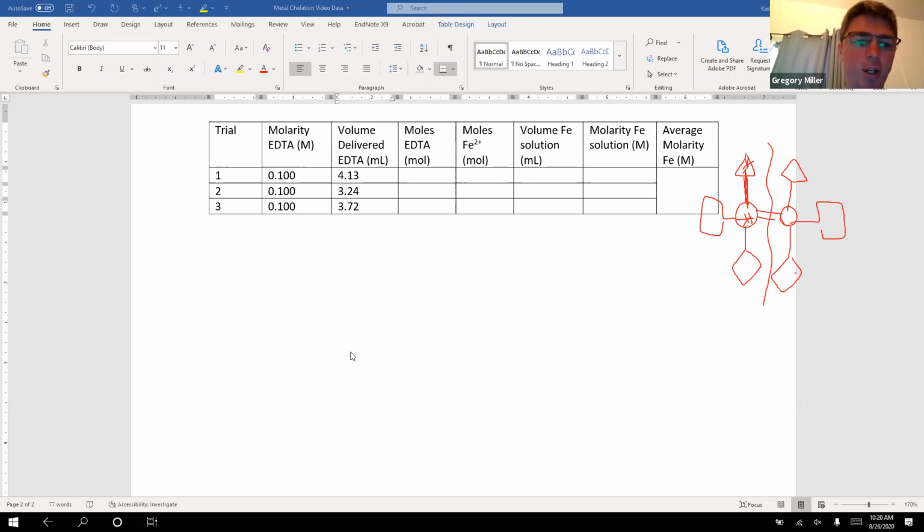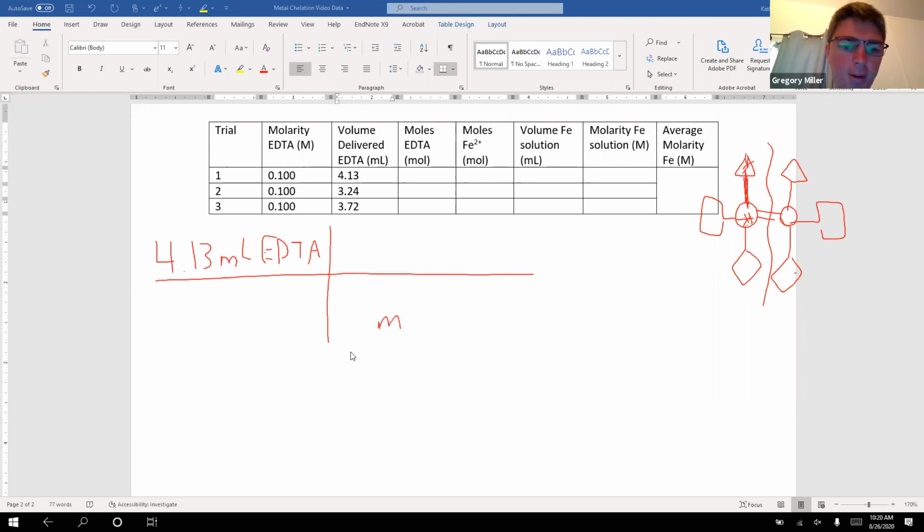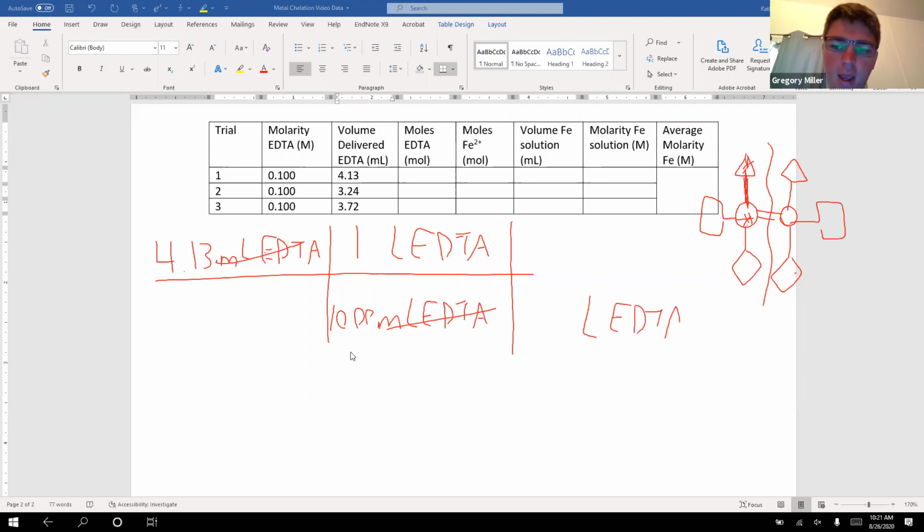So to set that up as dimensional analysis, start with our 4.13 milliliters of EDTA. Because we want milliliters of EDTA to cancel, that means it needs to go on the bottom. And as we remember, molarity is in moles per liter. So the first thing we'll need to do is convert this to liters of EDTA. Gets rid of that. Now, liters of EDTA is not what we wanted to end with, so we need to get rid of it. And what can we turn liters into? Well, our diagram says we can go from liters to moles using the molarity. So we can convert that into moles of EDTA.